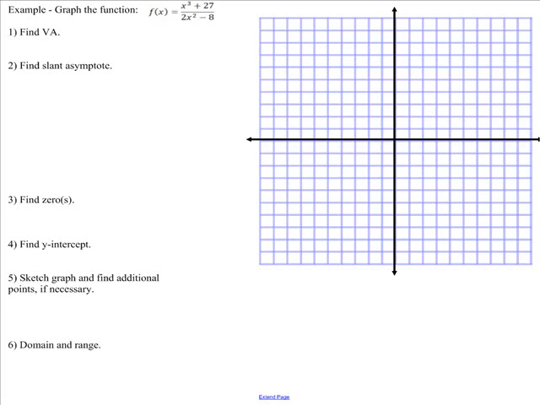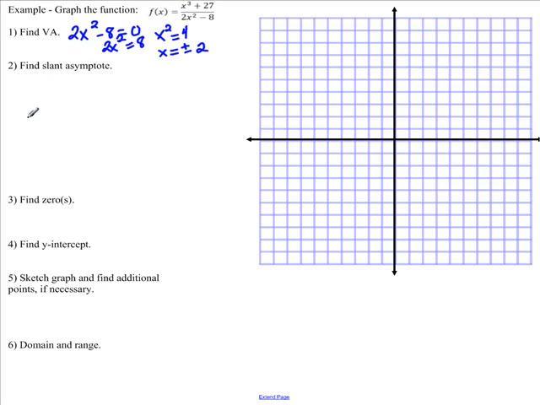So we begin by finding the vertical asymptotes, which is where 2x squared minus 8 is equal to 0. So we can solve with the square root property to get 2x squared is equal to 8. Dividing by 2 gives us x squared is 4. So notice now we have a plus or minus 2 for our vertical asymptotes.